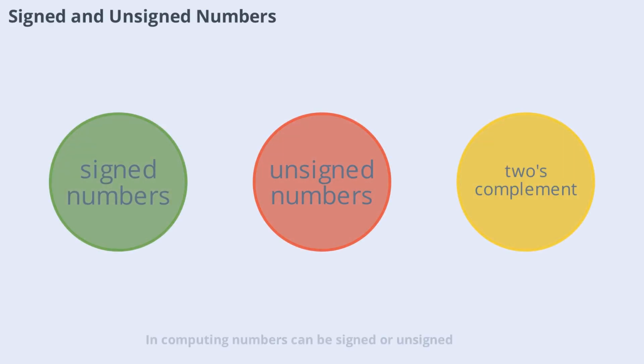In computing, numbers can be signed or unsigned. Unsigned numbers represent only positive values, while signed numbers can be positive or negative. The most common method for representing signed numbers is 2's complement, which makes arithmetic operations straightforward for computers. Understanding this distinction is important for interpreting data correctly.